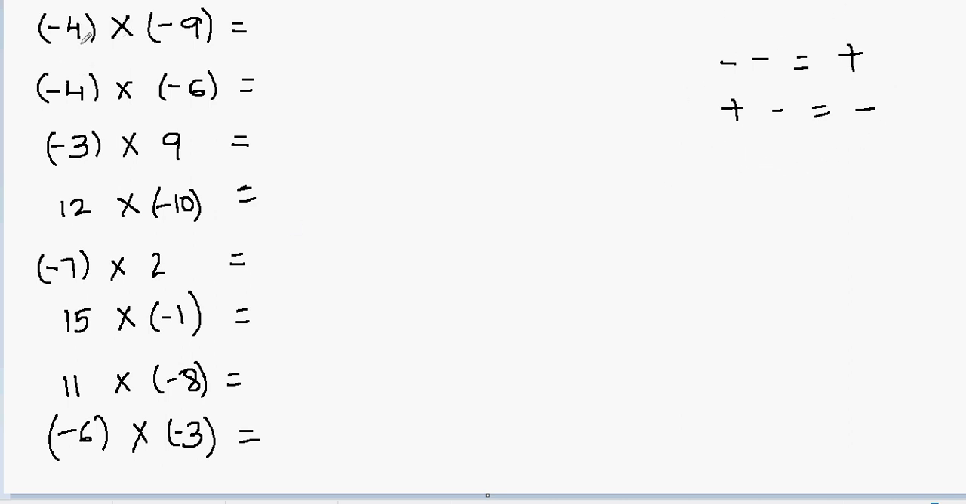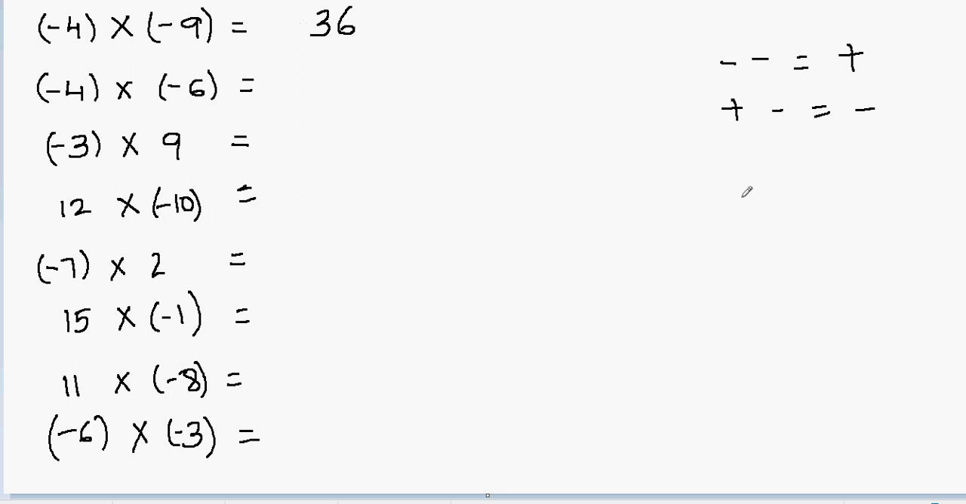Let's take a look at the first example. First of all, you ignore the signs. You just multiply normally. So 4 times 9 will be 36. And then you have to see the signs. We have two negative integers, so the product of two negative integers will be positive. I don't have to write the positive sign in front of 36.